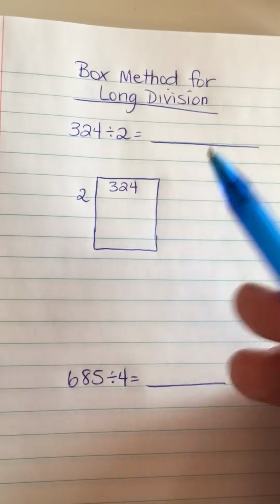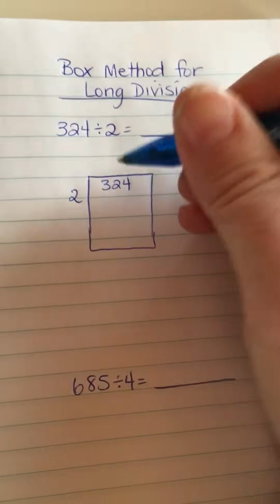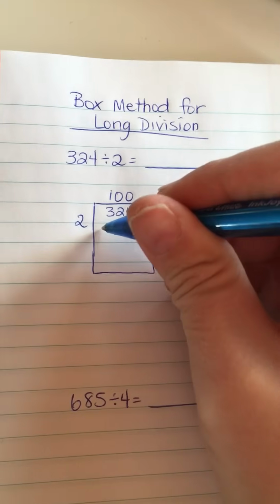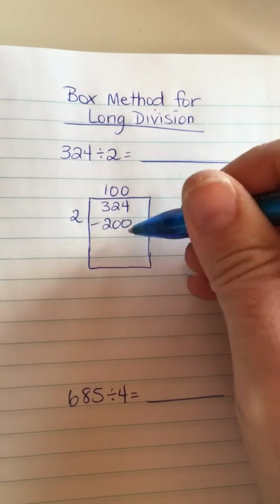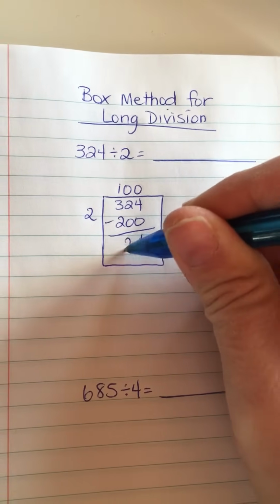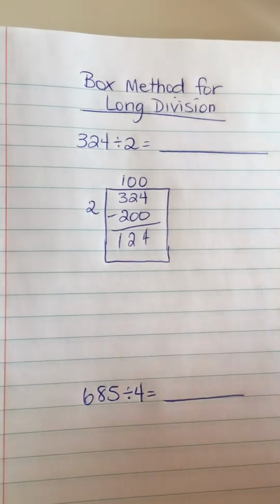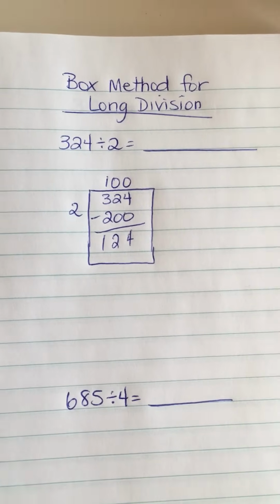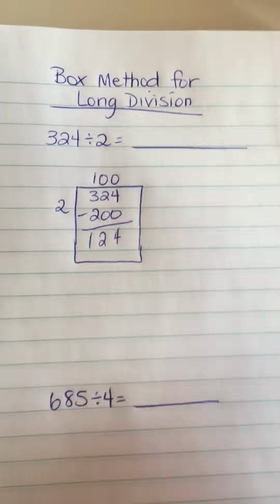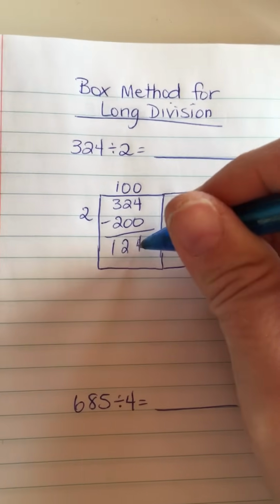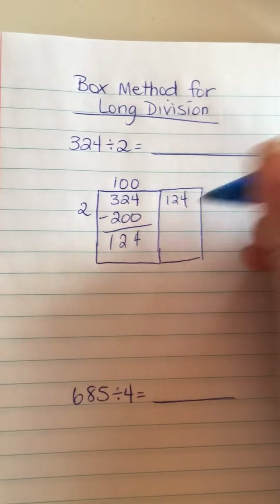So let's subtract 100 groups of 2. So let's put 100 up here, and 100 groups of 2 makes 200. So we'll just do our subtraction inside the box, and now we are left with 124. So we're getting closer to 0, but we need to keep subtracting. So let's add on to our box. Now our 124 just comes over here.